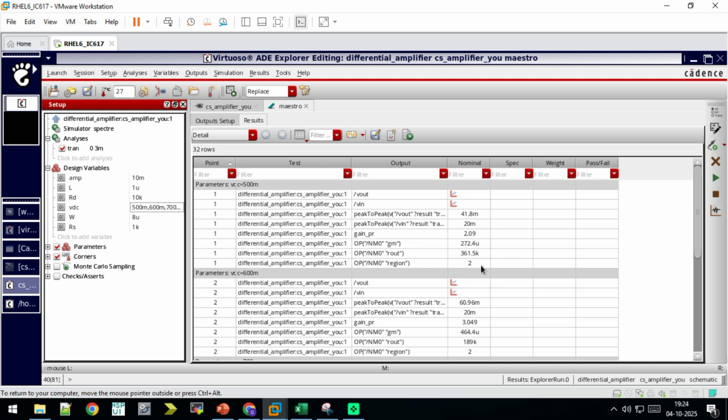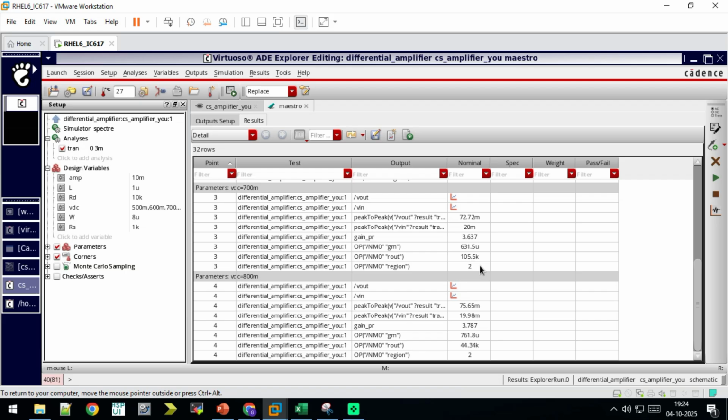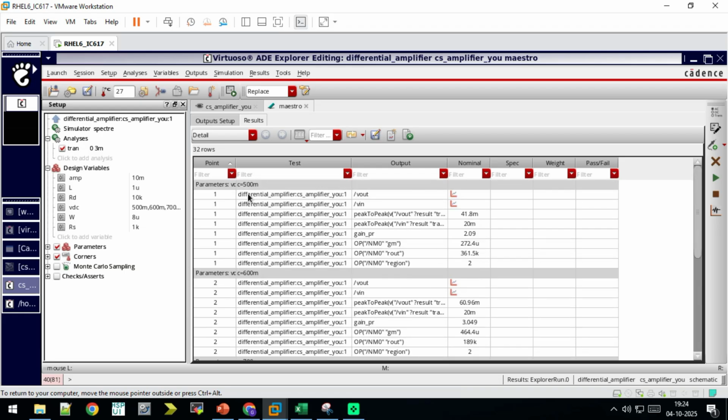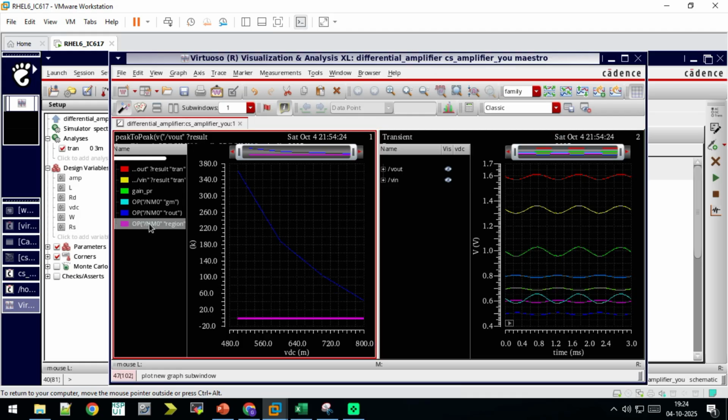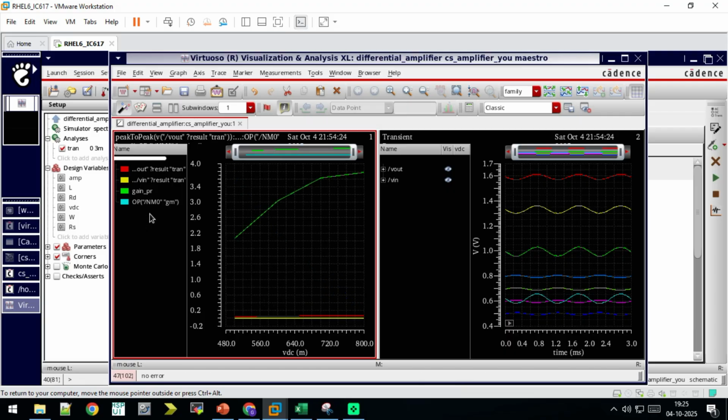500 milli is 2, 2, 2, everywhere 2. So for all the values of the VDC, for all the inputs, the transistor is operated in the saturation region, so we don't have any problem. So what is happening? Let me see the waveforms. I don't bother about the region because for all the cases the transistor is operating in the second region. So let me delete this one.